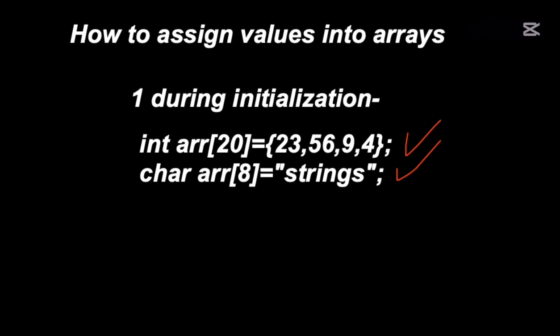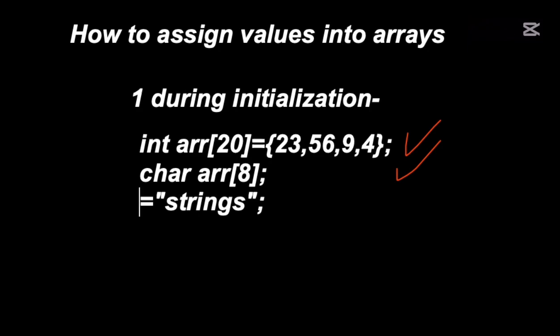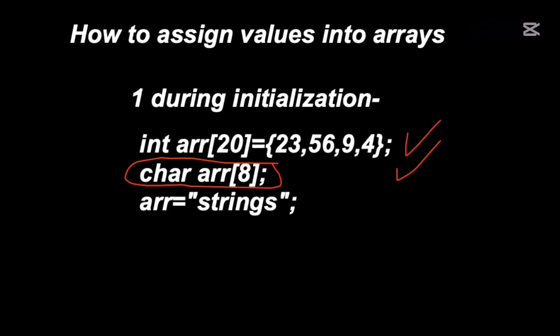For example, if I do something like this, first of all I try to declare an array and now I'm trying to assign values. So this is not going to work. Take a look here. This is variable declaration. So here I try to declare the variable and later on I'm trying to assign values. So this is not going to work. It's not going to work.